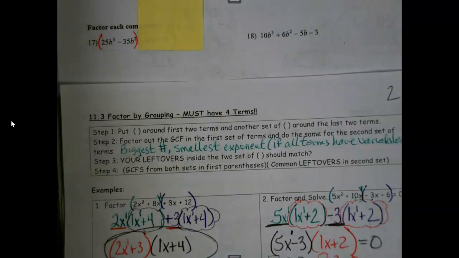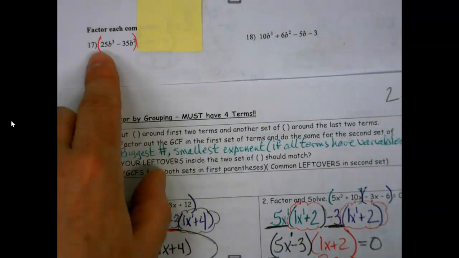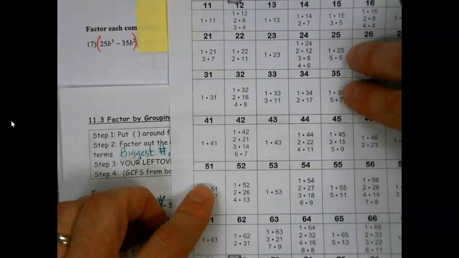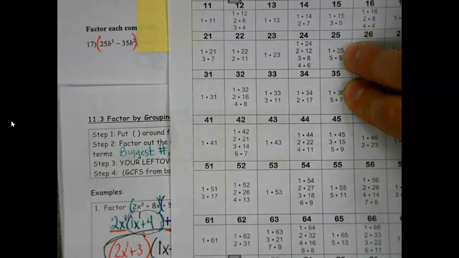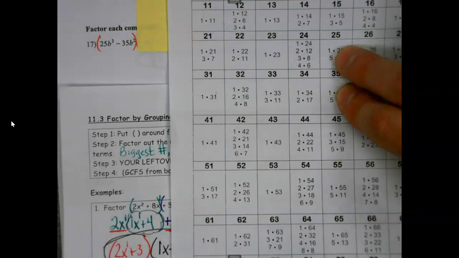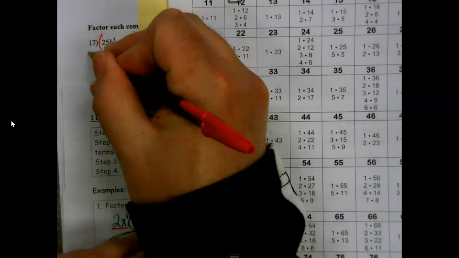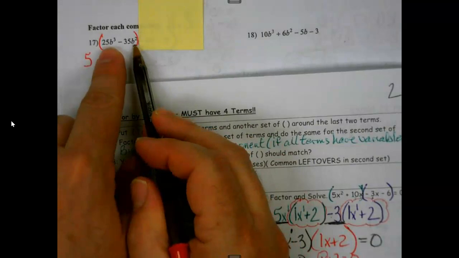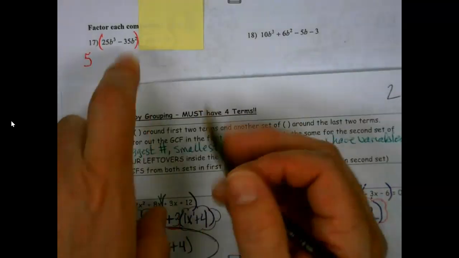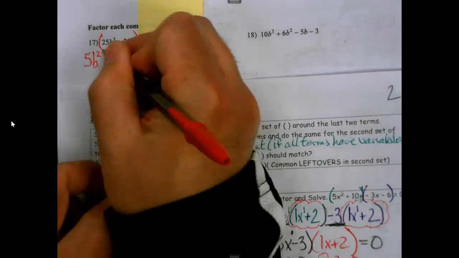So here, I'm back to my chart because it says we want to find the biggest number that goes into both of these. So I look in my 25 box and my 35 box. What's the biggest number you see that they have in common? Biggest number in common between 25 and 35. 5. So we get that. And then if both your terms have a variable, and they do, we take the smallest exponent off of one of those.